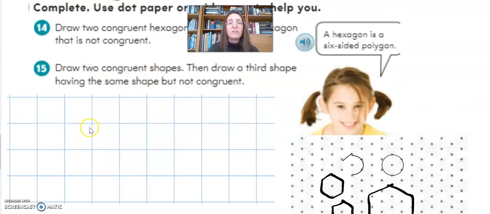It says draw 2 congruent shapes. Ooh, it doesn't matter. I can do what I want. I kind of wish I had a straight edge on here to help me, but I'm just going to kind of wing it. I'm going to make this shape, and if I'd gotten it straight, would it be congruent to this shape? Maybe if I got it right like that. I say yes, but now I'm going to draw one that's not congruent.